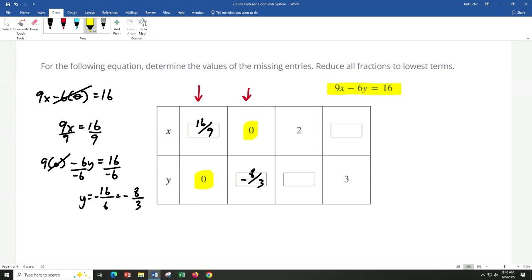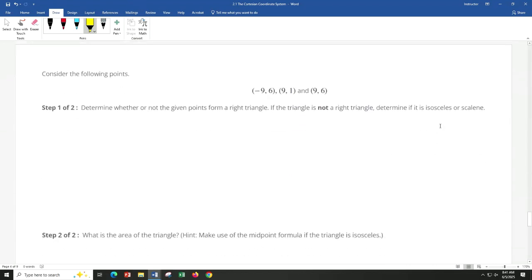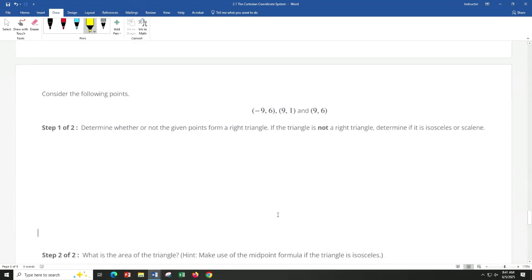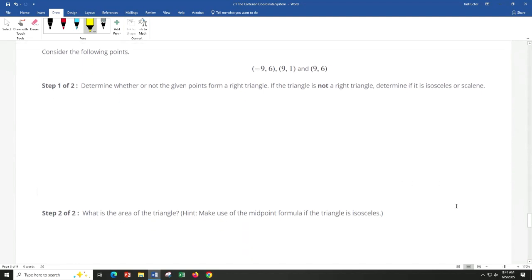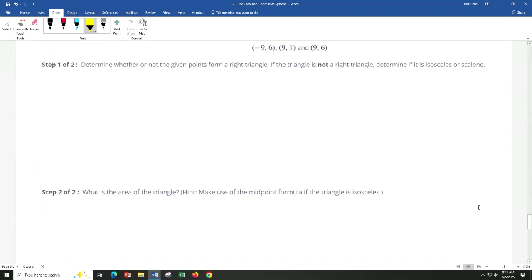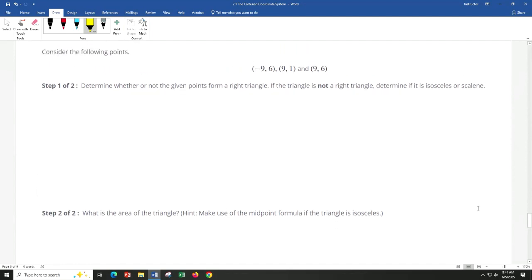Let's do a hard one. So for the hard one, you're probably going to have to go in and remember what triangles are. Here are your 3 points here. Determine whether or not the given points form a right triangle. If the triangle is not a right triangle, determine if it is isosceles or scalene.